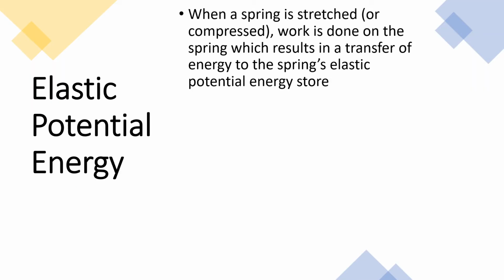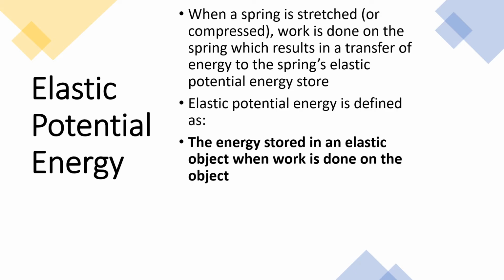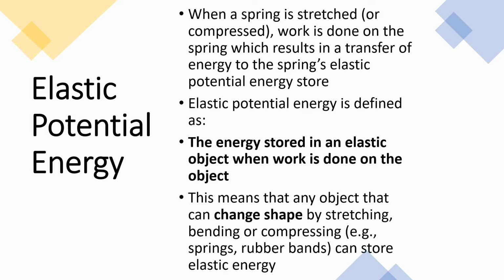When a spring is stretched or compressed, work is done on the spring, which results in a transfer of energy to the spring's elastic potential energy store. Elastic potential energy is defined as the energy stored in an elastic object when work is done on that object. This can mean any object that can change shape by stretching, bending, or compressing. For example, springs and rubber bands can store elastic energy.